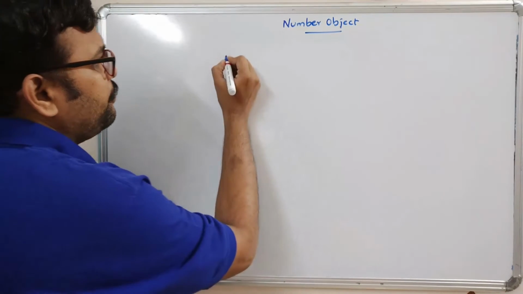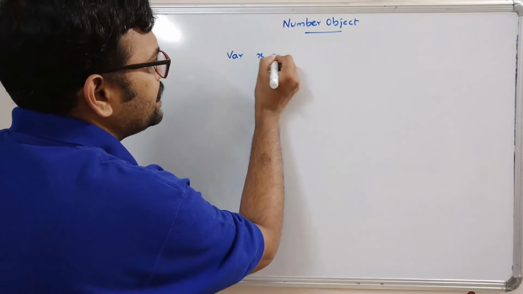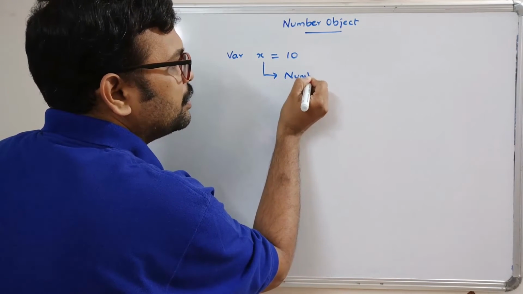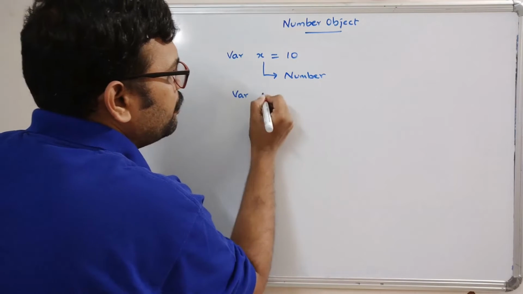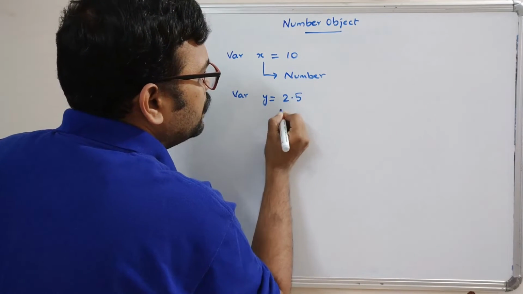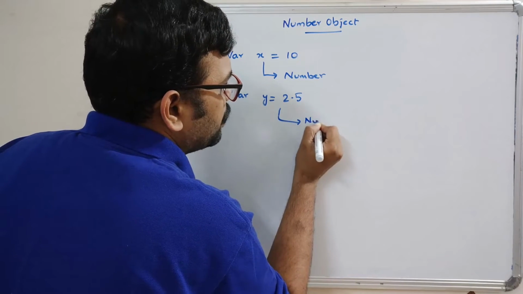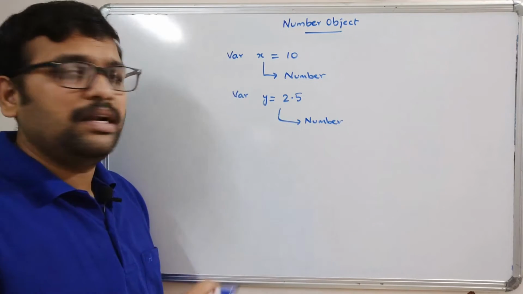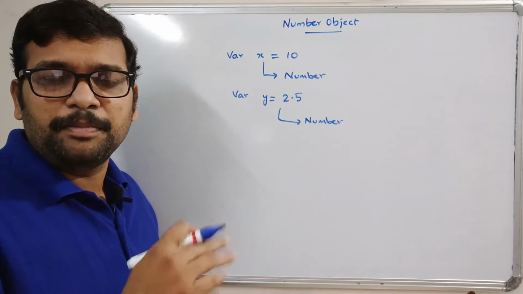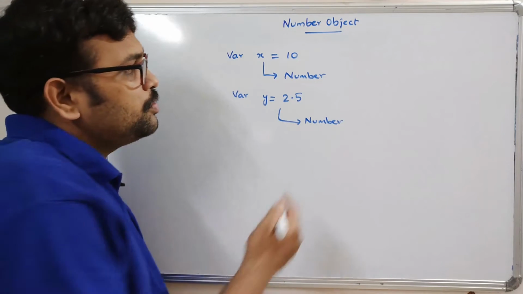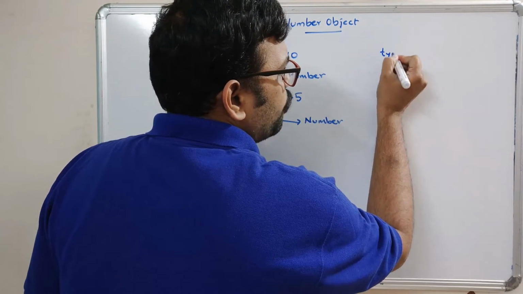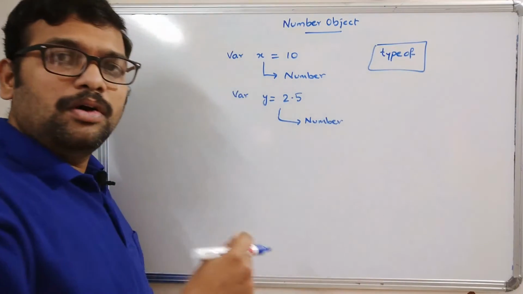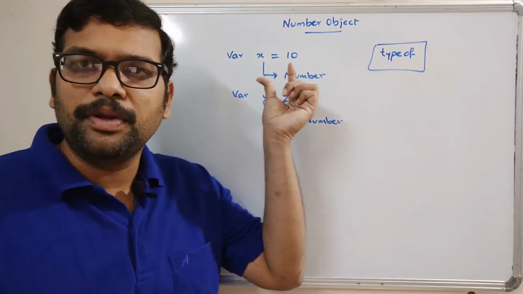Okay, so if we are creating a variable, x is equal to 10, this x is of type number. Similarly, if you are declaring a variable y is equal to 2.5, this will also be of type number. So how can we know which data type the given variable is, that means whether it is a number or a string? For finding this, we have a small keyword called typeof. By using this typeof, we can know exactly the data type of the particular variable.